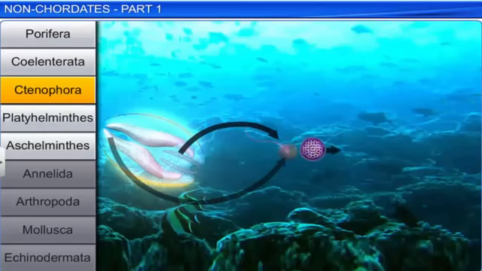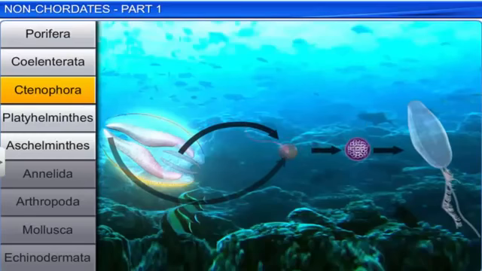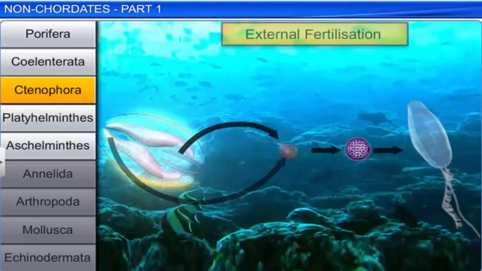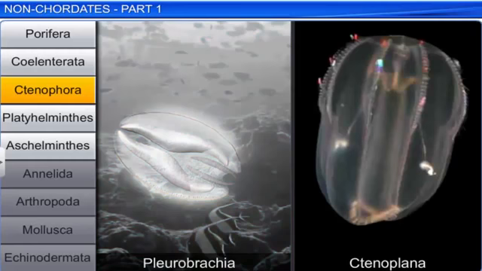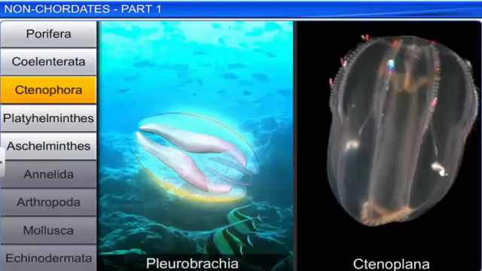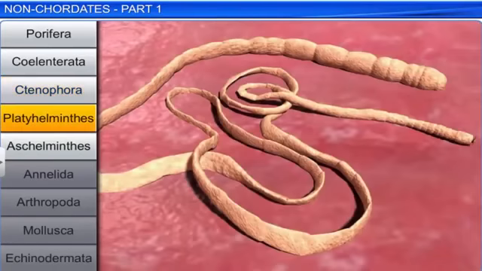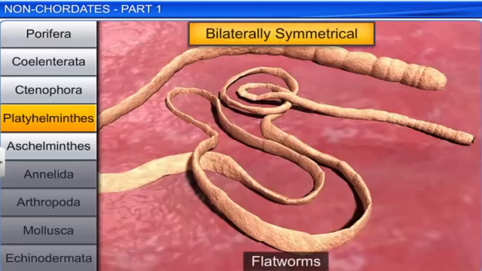Ctenophores are hermaphrodite and exhibit sexual reproduction. In these animals, fertilization is external with indirect development. Pleurobrachia and Ctenoplana are some common ctenophores. The next phylum is Platyhelminthes. These animals have a dorso-ventrally flattened body and are therefore called flatworms. They are bilaterally symmetrical, triploblastic, acoelomate animals with organ level of organization.